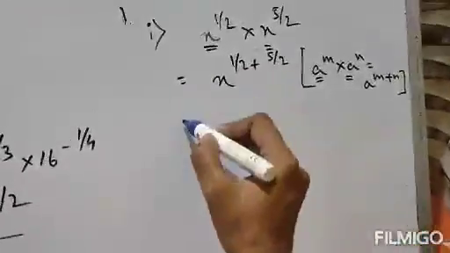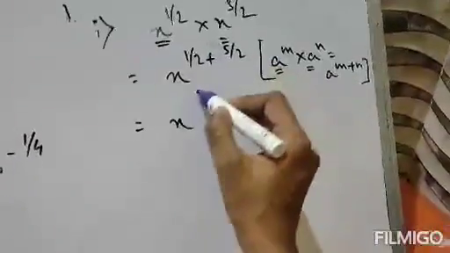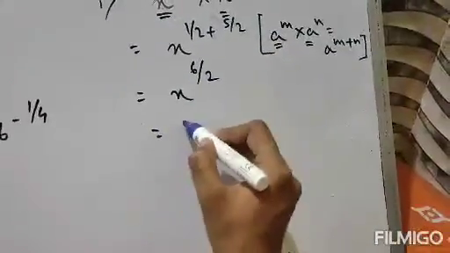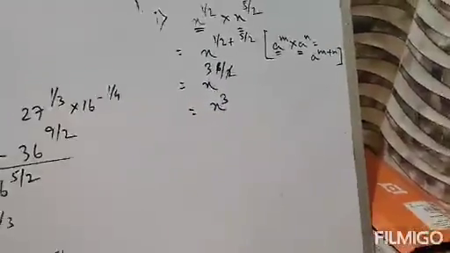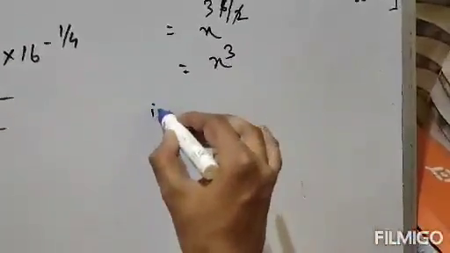Clear? So therefore the answer is 1 plus 5, 6. So 6 by 2, that means 2 3s are 6, that is x to the power 3. So the answer is x to the power 3. Clear? Next, question number 2.